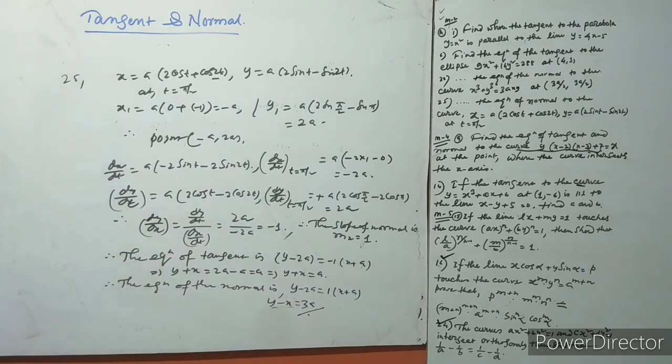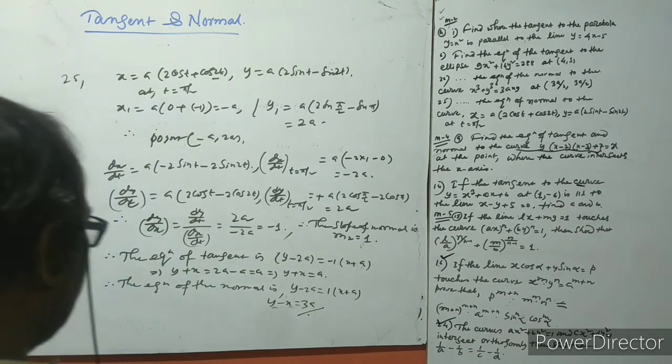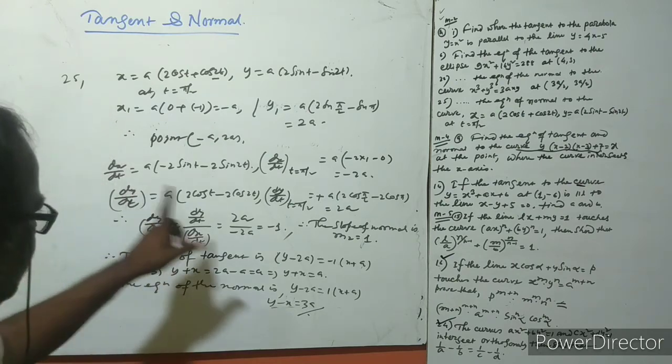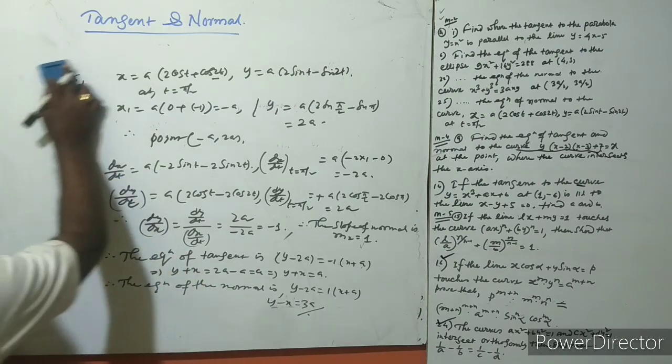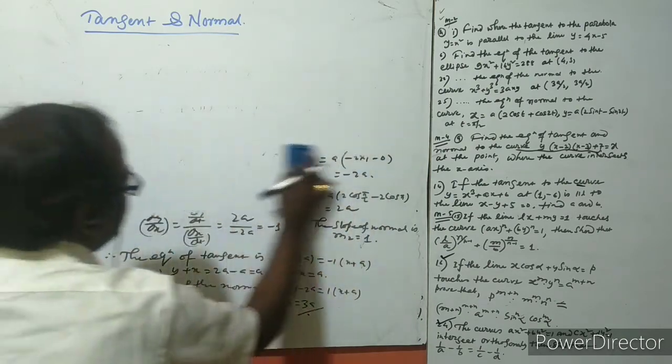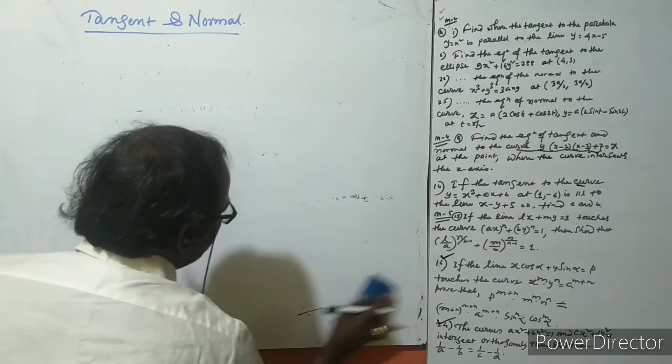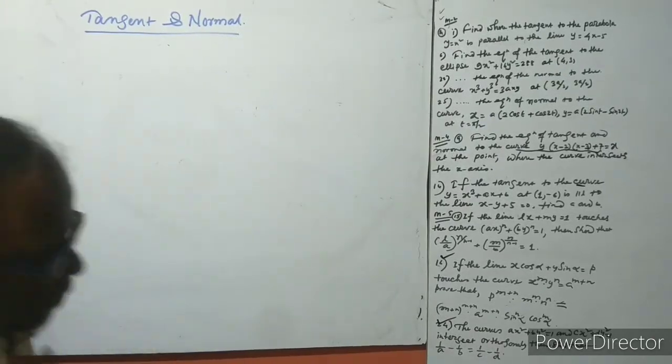Okay, see carefully. This is another problem of tangent and normal. Okay, clear. Now this is question 22.